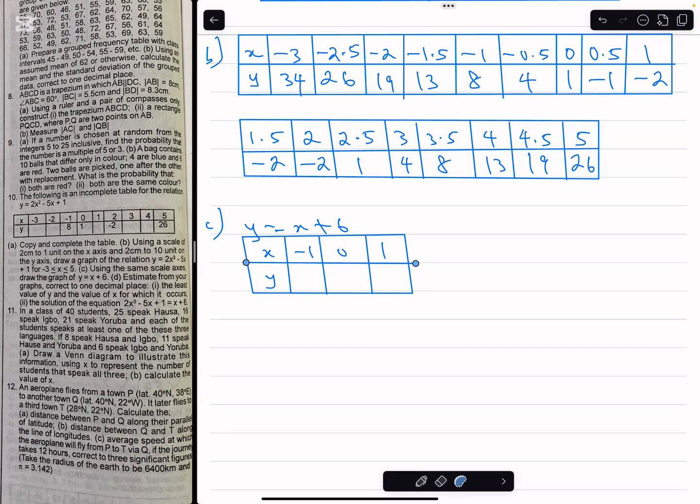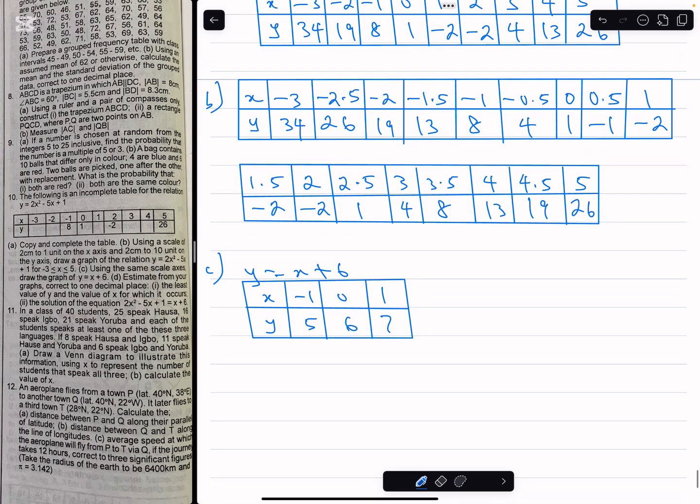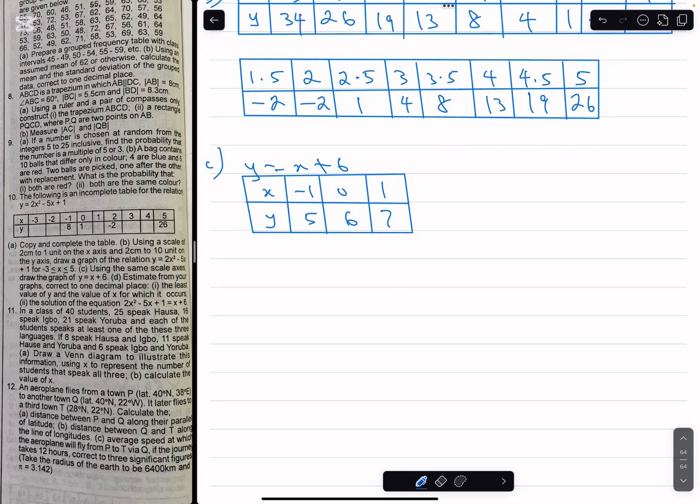So let's say that when x is -1, y will be -1 plus 6, which is 5. When x is 0, y will be 0 plus 6, which is 6. When x is 1, y will be 1 plus 6, which is 7. So I'm going to draw the graph of y equals x plus 6. You just plot the points: when x is -1, y is 5; when x is 0, y is 6; and when x is 1, y is 7. You plot those points on your graph and then join them together by a straight line.